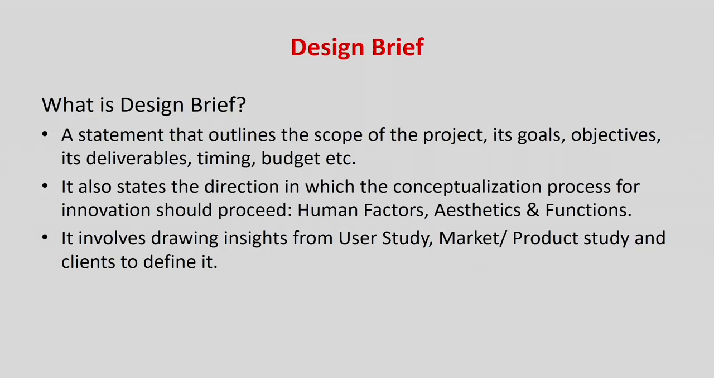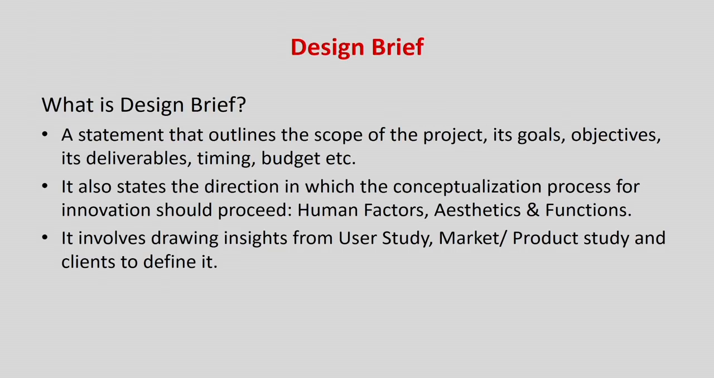It also states the direction in which the conceptualization process for innovation should proceed. For example, from your user study and your comparative analysis, it says that the market lacks products that have considered serious human factor related issues. Aesthetically, products are good. They have good functions, but when it comes to human factors, the products lack. So for you, the objective is to come up with a product that has a richer consideration of human factor attitudes and preferences in it. So, it also states the direction in which your conceptualization process should move. It involves drawing insights from user study, market study, product study and clients to define it.